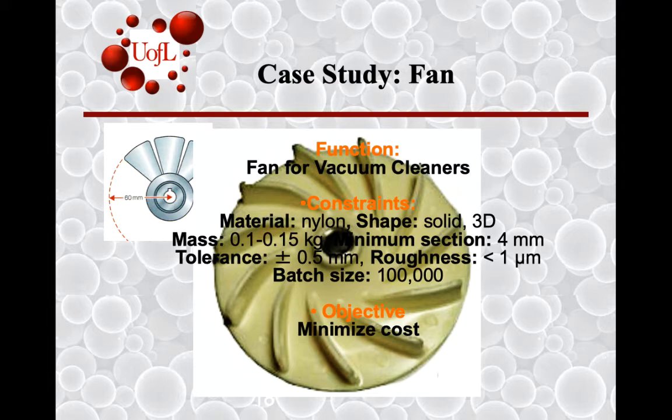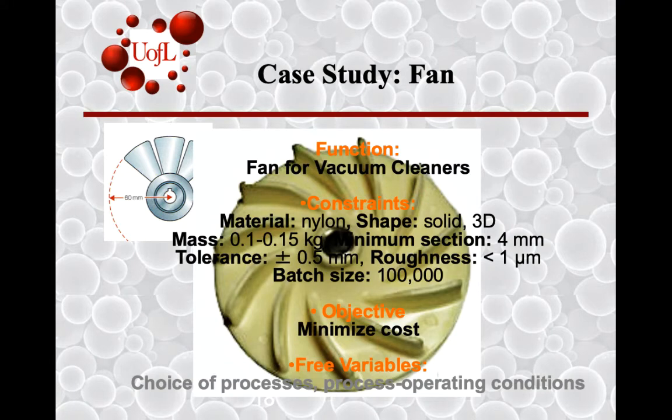In addition, you can also get some quantitative comparisons between different processing techniques in terms of trade-offs. Here again, the free variables are which process can we use and specific operating conditions in terms of the time, temperature, pressure combinations that govern the fabrication of a shape from any processing technique with a given material.